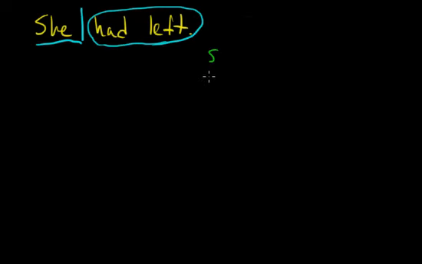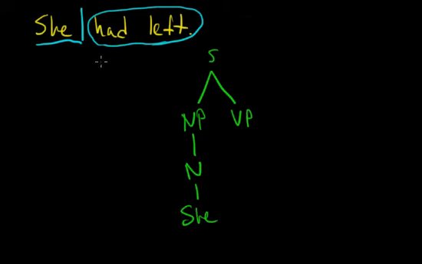And now let's go ahead and diagram our sentence. At our top we have S for sentence. At our next level we have our noun phrase and verb phrase. On our noun phrase side we only have one part of speech, a noun, which is she. On our verb phrase side we have two. We have a verb and an auxiliary.